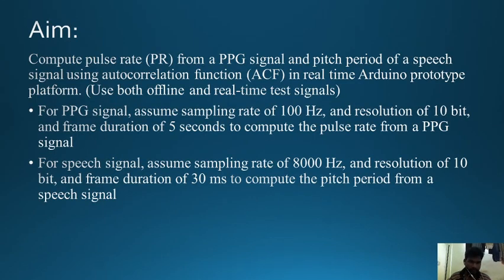Today we are going to compute pulse rate from a PPG signal and pitch period of a speech signal using autocorrelation function in a real-time Arduino prototype platform. For the PPG signal, assume a sampling rate of 100 Hz, a resolution of 10 bits, and a frame duration of 5 seconds to compute the pulse rate. For the speech signal, assume a sampling rate of 8000 Hz, a resolution of 10 bits, and a frame duration of 30 milliseconds to compute the pitch period.